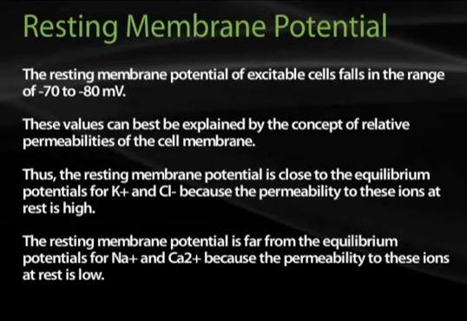The resting membrane potential of excitable cells falls in the range of -70 to -80 millivolts. These values can best be explained by the concept of relative permeabilities of the cell membrane. Thus, the resting membrane potential is close to the equilibrium potentials for potassium and chloride because the permeability to these ions at rest is high. The resting membrane potential is far from the equilibrium potentials for sodium and calcium because the permeability to these ions at rest is low.